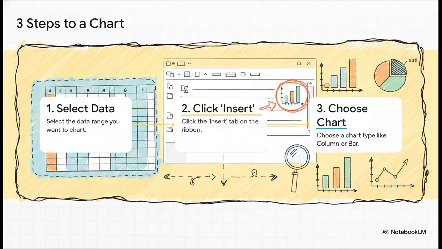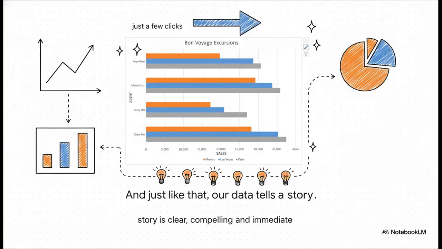Well, check this out. Creating a chart from this is shockingly simple. It's really just 3 steps. 1, you highlight all the data you want to visualize. 2, you go to the Insert tab. And 3, you pick the kind of chart you want. That's literally it. And just like that, with only a few clicks, our boring old table becomes this clear, professional-looking chart. Now the story is just obvious. You can instantly see how the sales compare, and it makes the data so much more compelling.